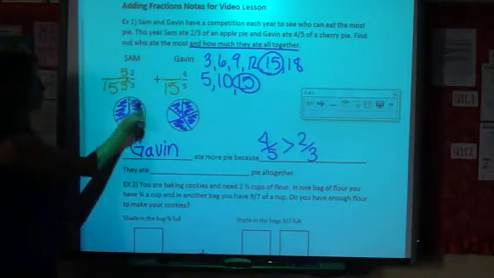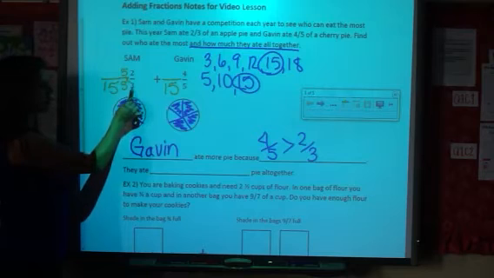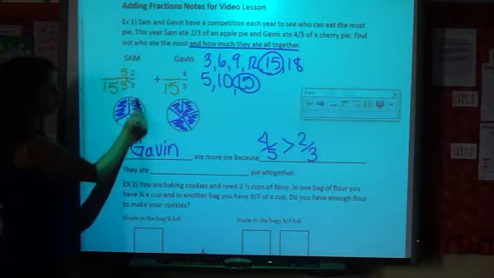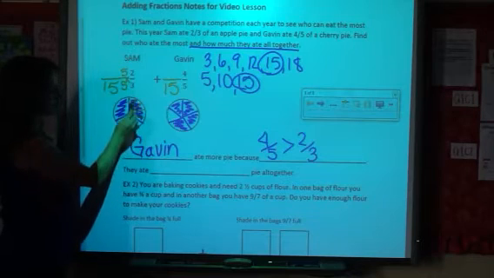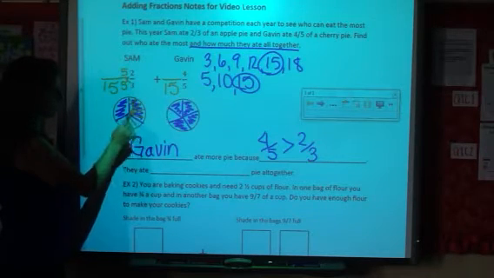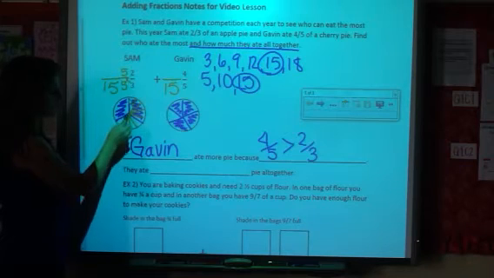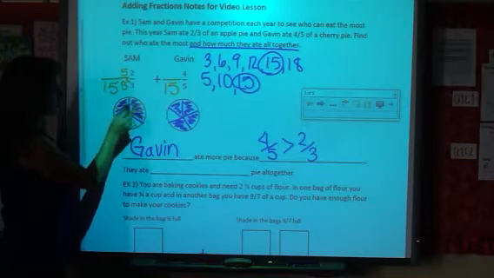And I can visually represent that because each third I multiply by 5. So each third I'm going to cut into 5 pieces. So there's 1, 2, 3, 4, 5. 1, 2, 3, 4, 5. 1, 2, 3, 4, 5.